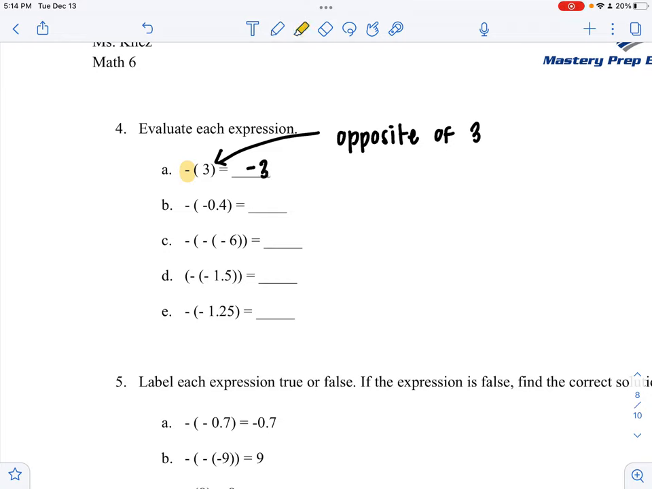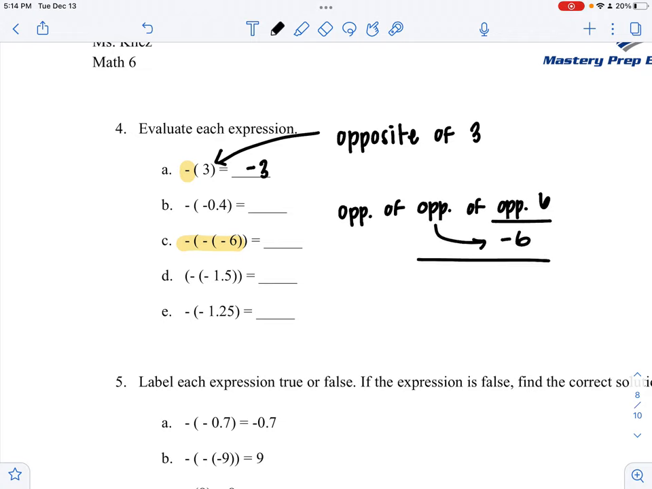When we look at a more complicated question like C, we have 3 negative symbols. We can think of that in 2 ways. We can think of it as the opposite of the opposite of the opposite of 6. Of course, the opposite of 6 is negative 6. The opposite of negative 6 is 6. And the opposite of 6 brings us back to negative 6.